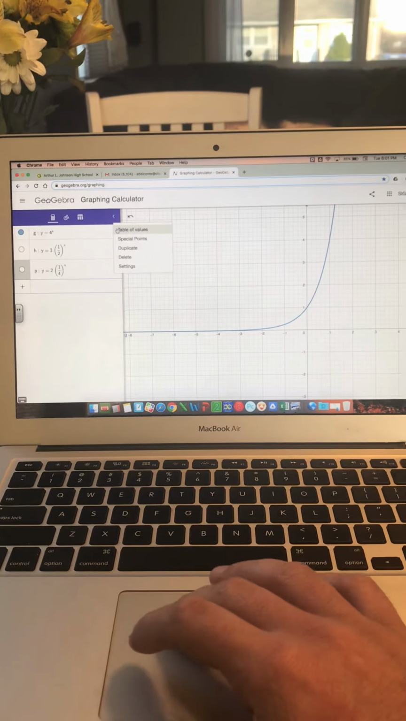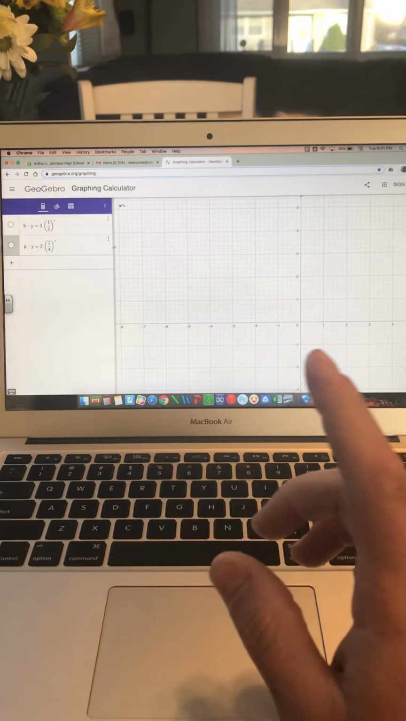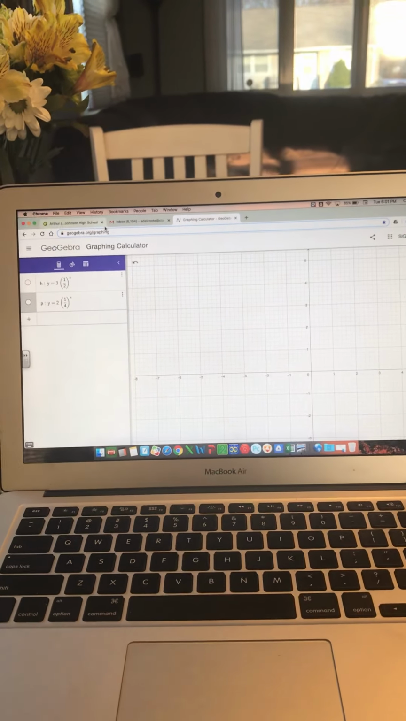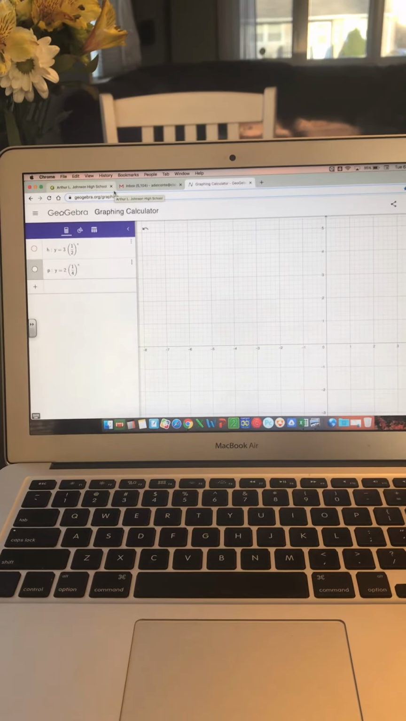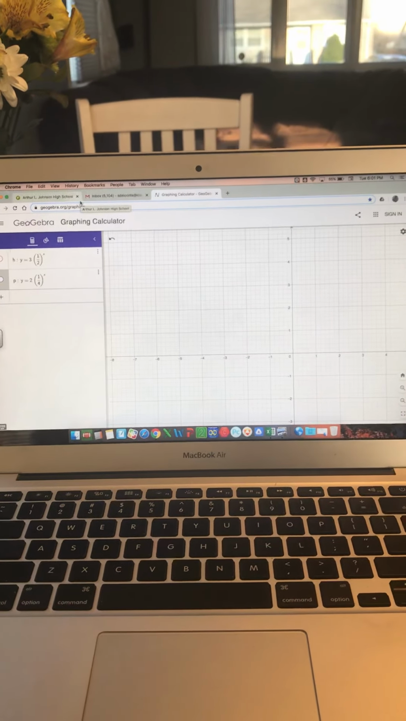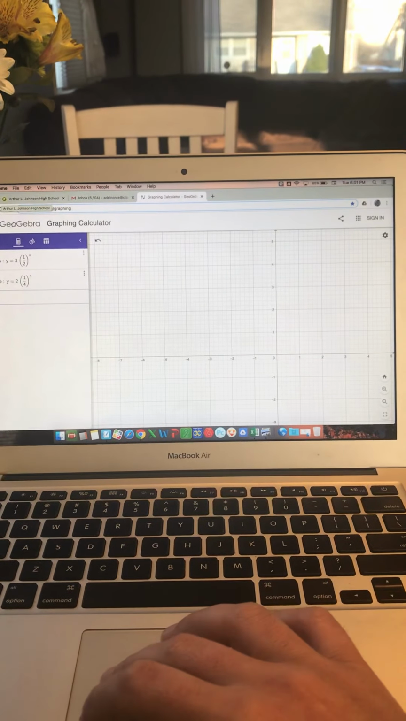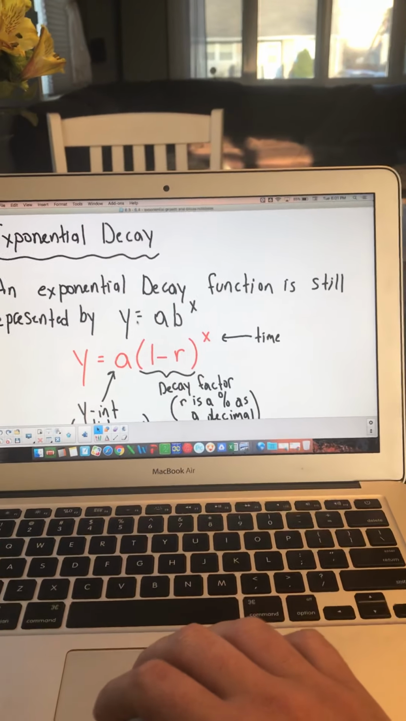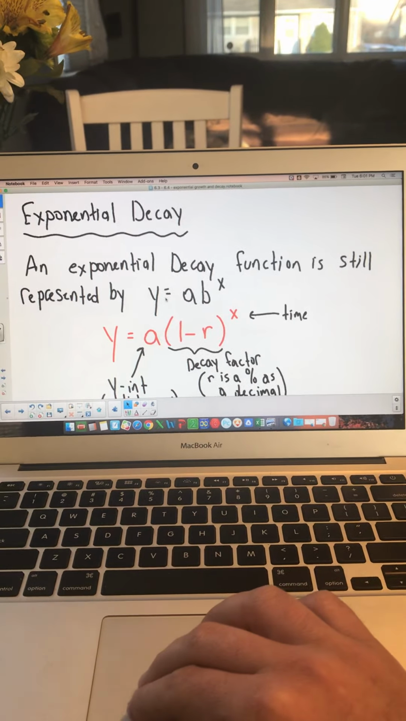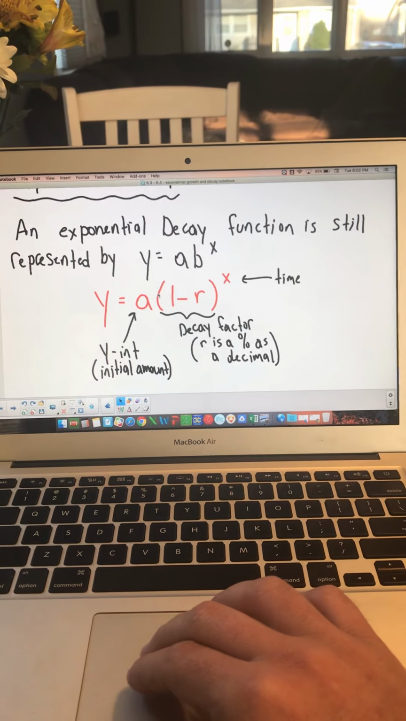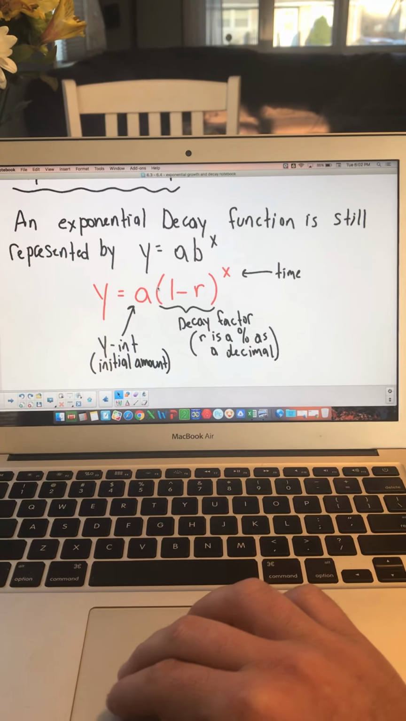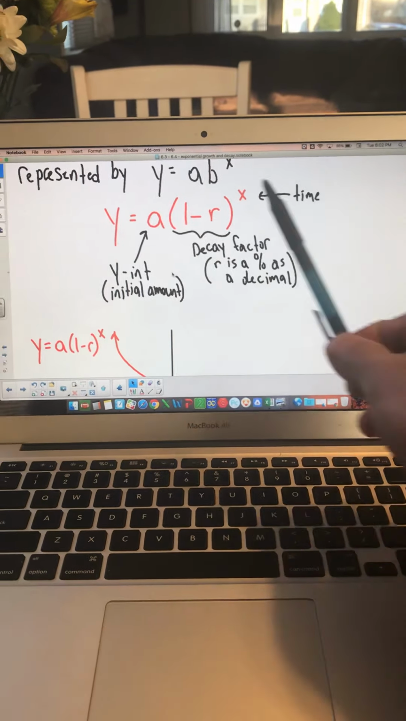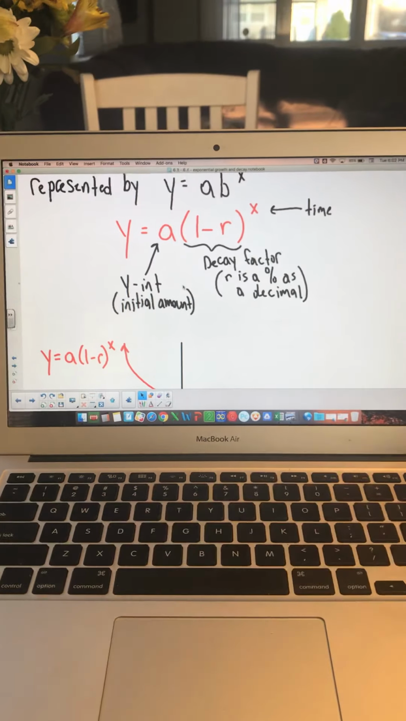Now, this is exponential growth, multiplication pattern. The actual formula in place of b is 1 plus r. We also have something called exponential decay, which is a similar concept, but now 1 minus r. It's still exponential, so it's still a times b to the x.